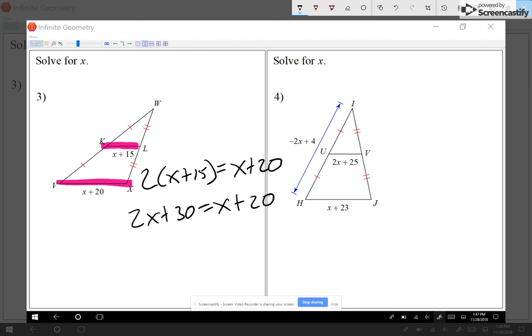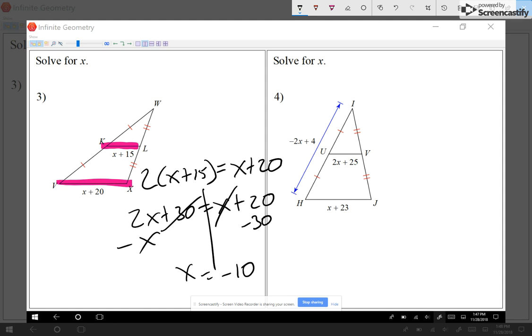Notice how the x plus 50 in the beginning, I put it in parentheses so I don't forget that I had to double everything. Now the rest is just algebra. I'm going to subtract an x from each side. I'm going to subtract 30 from each side. So I get that 1x is equal to negative 10. And that question was, what's the value of x?